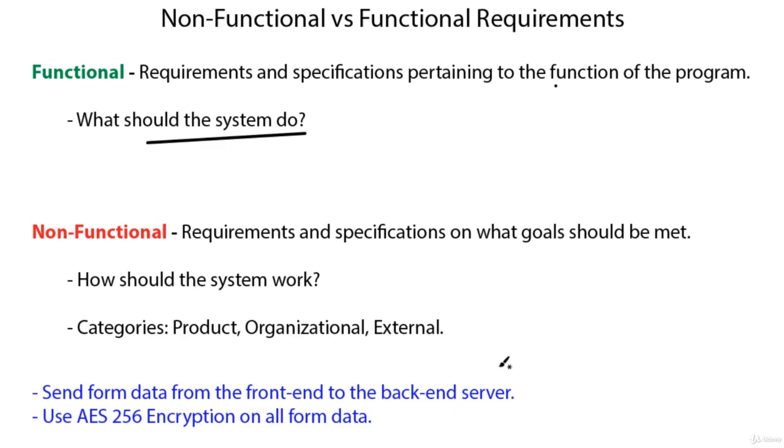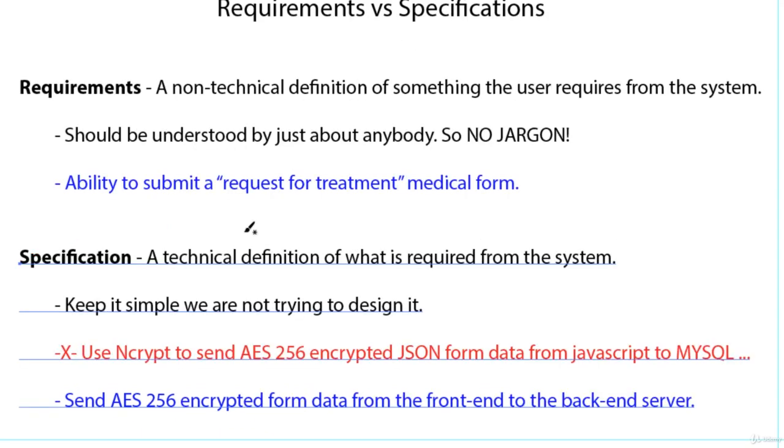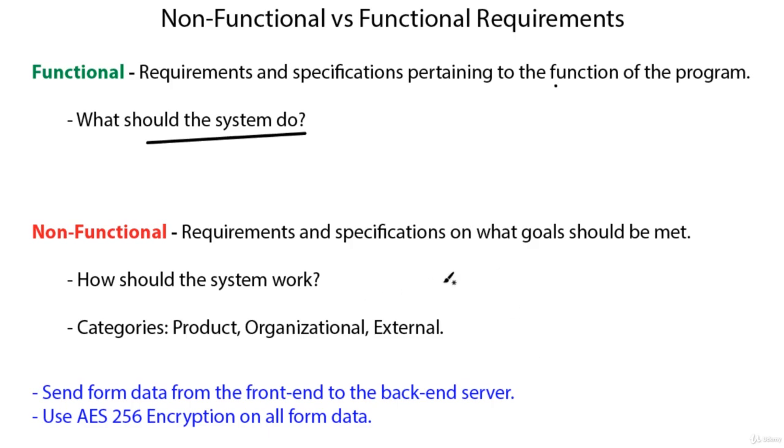Down here we can take a look at an example that we went over earlier. So remember the send AES 256 encrypted form data, yada yada. We can break that down and sort of break these into functional and non-functional. So the first one is send form data from front end to back end server. What is that doing? Well, it's a function. It's taking data and it's sending them. It's defining what exactly our product should do. And so for this one, we're talking about a functional requirement.